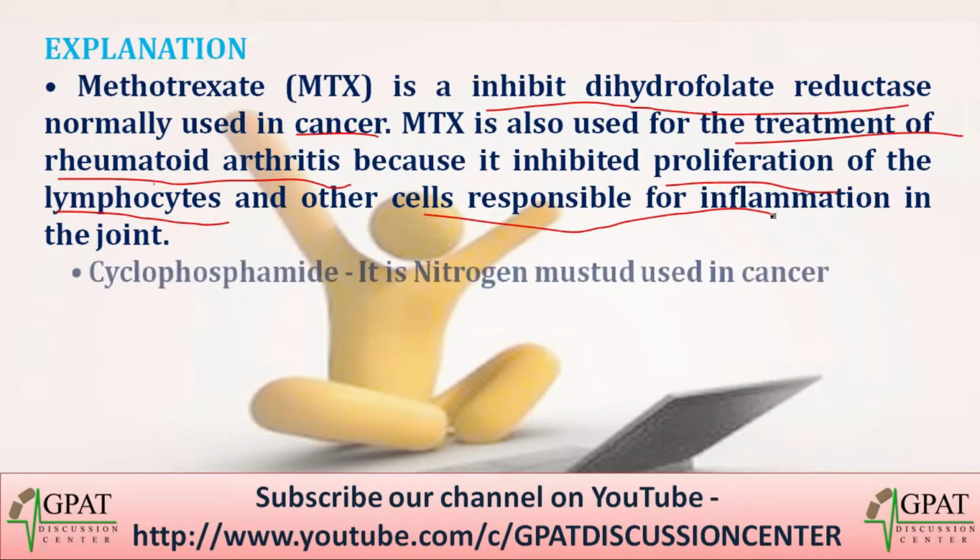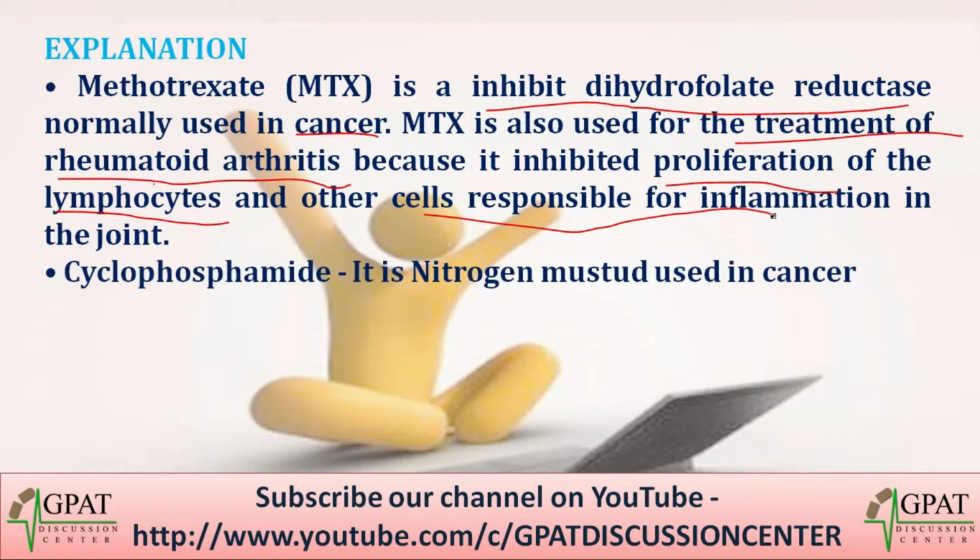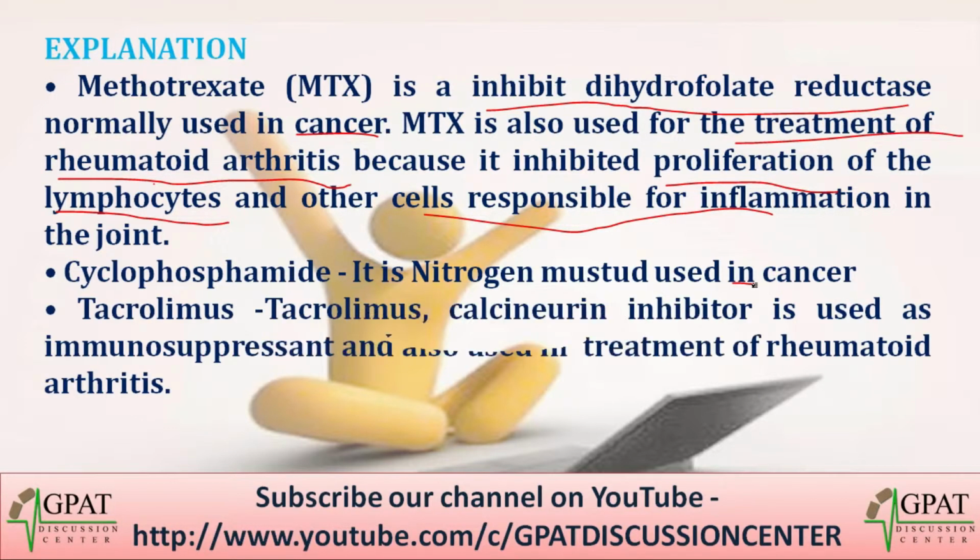And what about cyclophosphamide? Cyclophosphamide is a nitrogen mustard used in cancer. And tacrolimus, we know that tacrolimus is a calcineurin inhibitor, and it is also used as an immunosuppressant. It is also used in rheumatoid arthritis. So the correct answer is methotrexate.